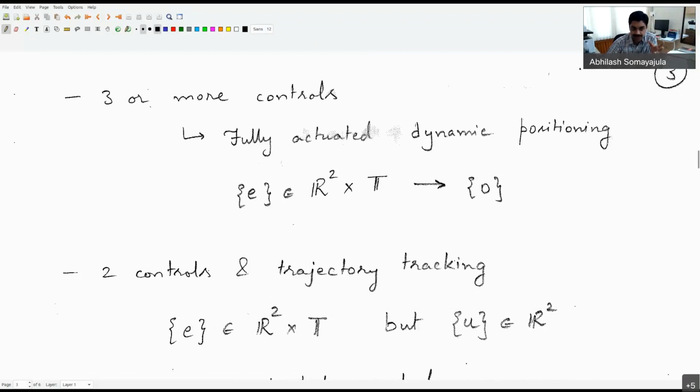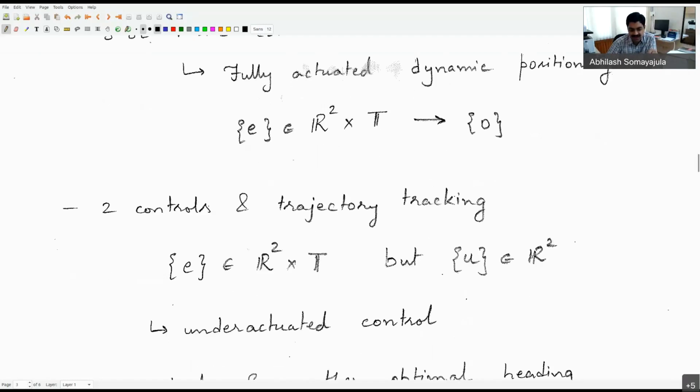Okay, so if the number of control inputs that I am providing to the system are more than the degrees of freedom that I want to control, such a system is called an over-actuated system. If the two are equal, it's called a fully actuated system. If it is less, then it's called an under-actuated system. So if I only have 2 controls and I want to do trajectory tracking, then that is a classic under-actuated problem.